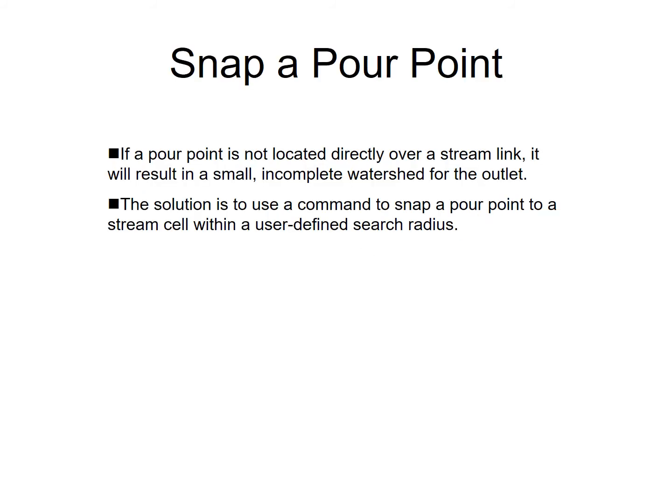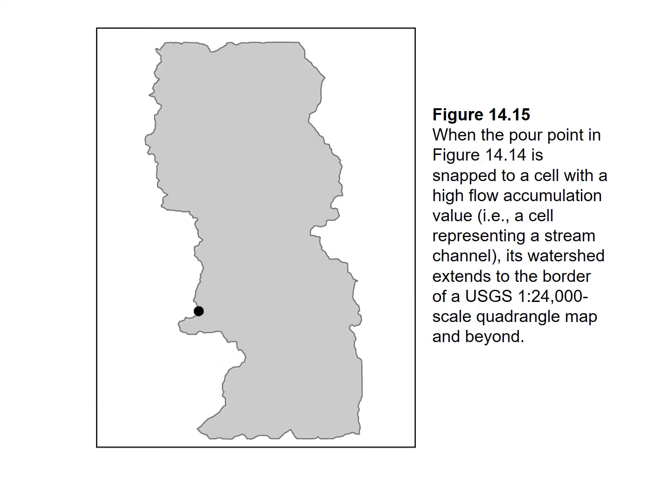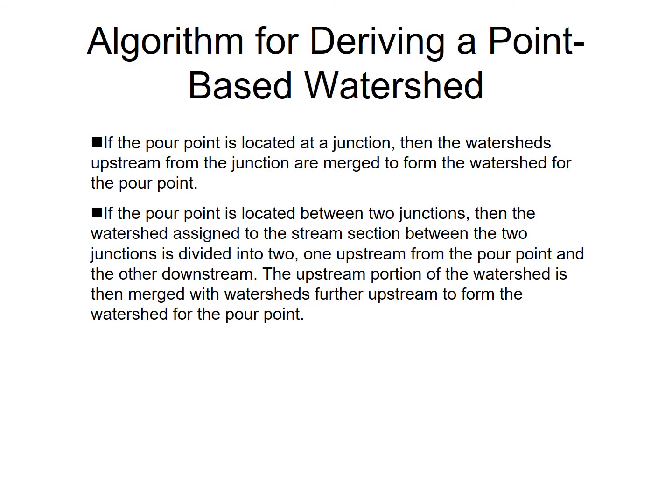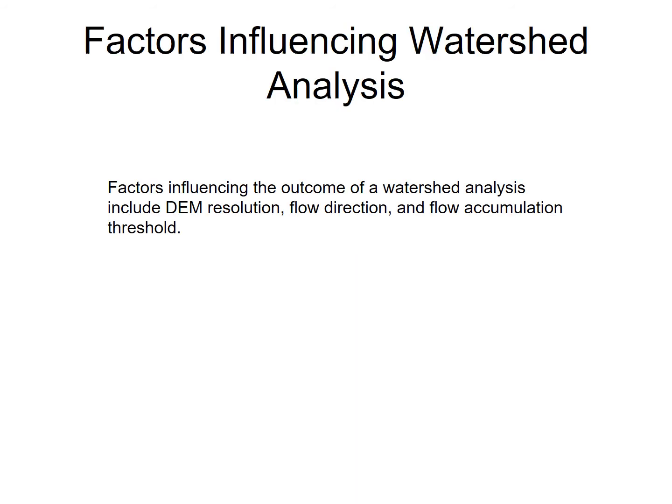You can also snap the pour-point. A pour-point is not located directly over a stream. You can use your snapping tolerances so that it pulls in, so that it lines up with the stream network, so you actually get the part of the watershed you're looking for. Like this. And here. There's lots of algorithms for deriving this kind of stuff, and I'm not going to get questions about that. Pour-point, black circle, again, that's about all you need to remember.